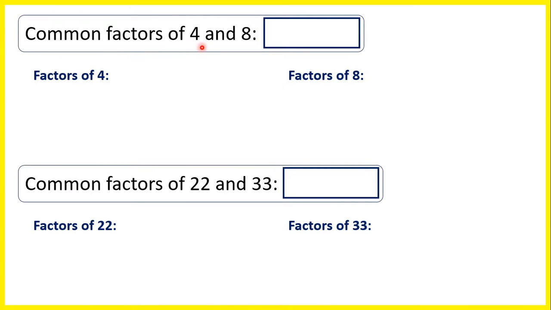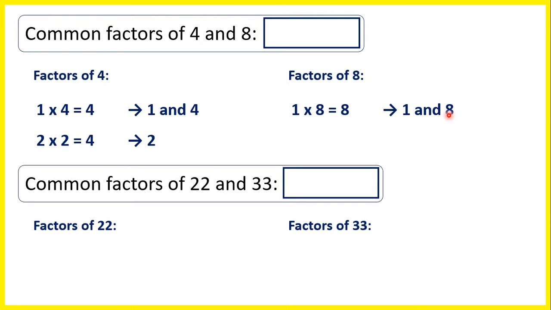Find the common factors of 4 and 8. So, we can find the factors of 4. 1 and 4 are factors because 1 times 4 is 4, and 2 is a factor because 2 times 2 is 4. Now, factors of 8, we have 1 and 8, and we have 2 and 4.